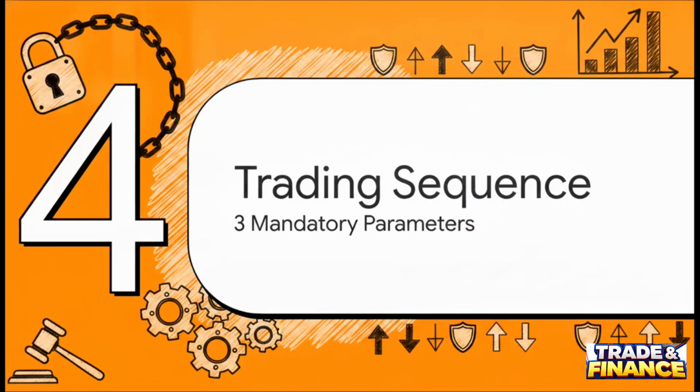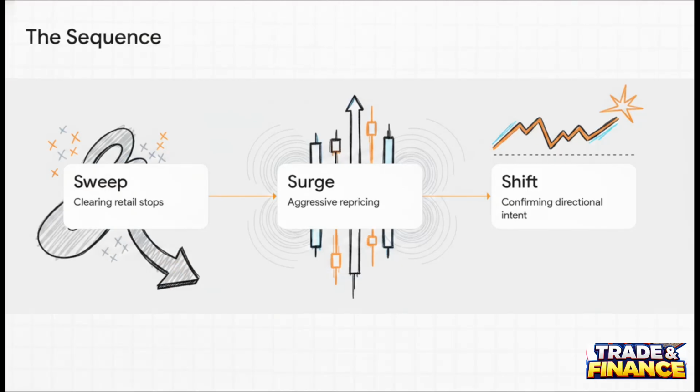Section 4. The displacement trading sequence. The 3 mandatory parameters. So we are looking for a highly specific 3-part sequence here. Step 1, the liquidity sweep. Price absolutely must attack obvious stop clusters first to gain fuel. Step 2, the price surge. That's the actual aggressive, wide-bodied algorithmic repricing. And step 3, the market structure shift. That surge has to break a valid prior swing point to confirm true directional intent. Let me be clear, if you do not have a sweep, a surge, and a shift, you don't have a trade. You just have a random candle on a screen.